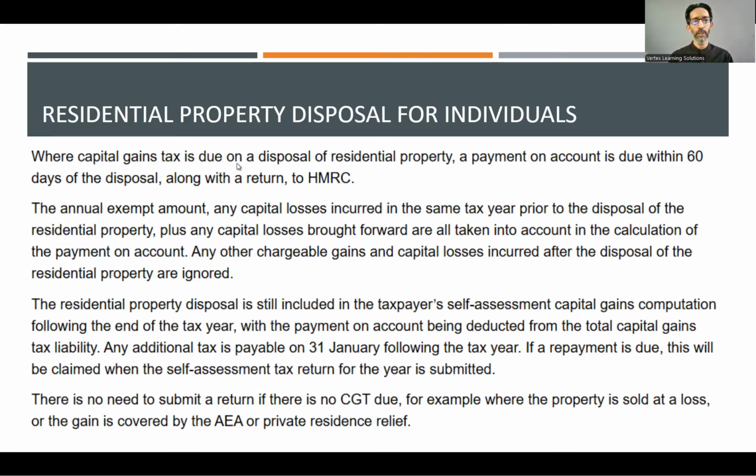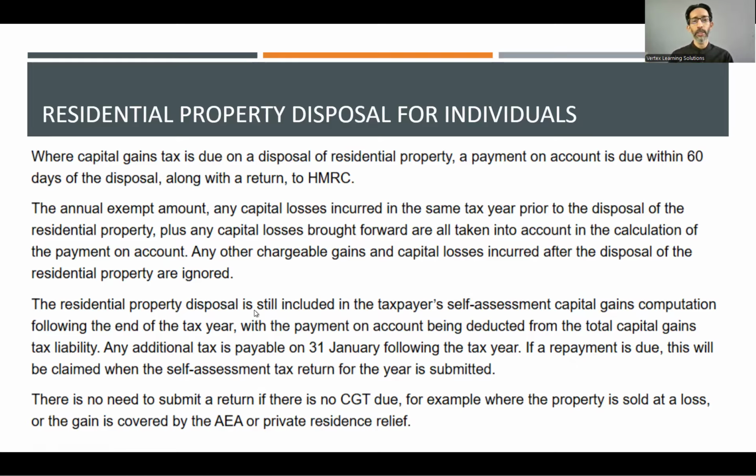First of all, where capital gains tax is due on disposal of a residential property, the payment is due within 60 days. This is agreed; we discussed it. Now, what is the treatment of the annual exempt amount, the losses in the current year and the losses brought forward? The annual exempt amount, any loss incurred in the same tax year prior to the disposal, plus any capital loss brought forward, are all taken into account in the calculation of the payment on account. Any other chargeable gain or capital losses incurred after the disposal of the residential property are ignored. They will be taxed separately.